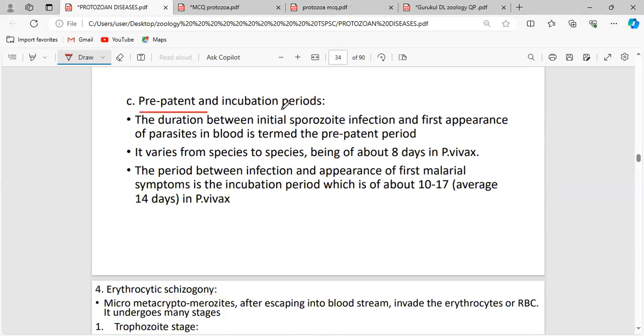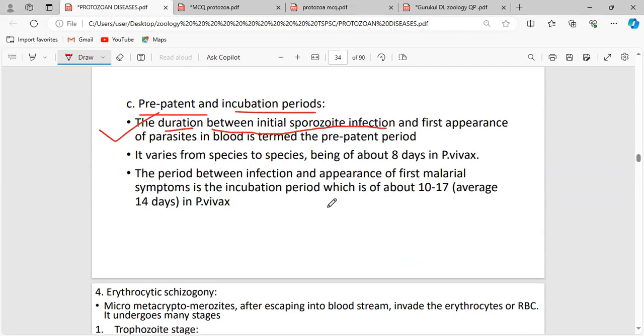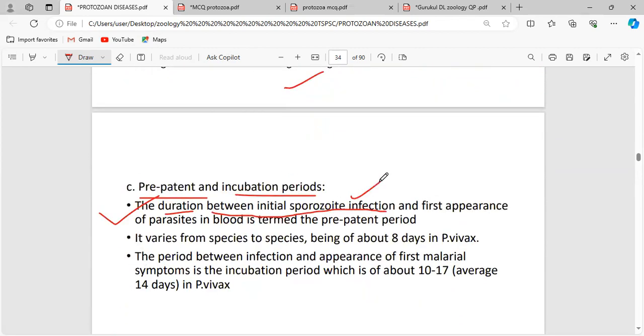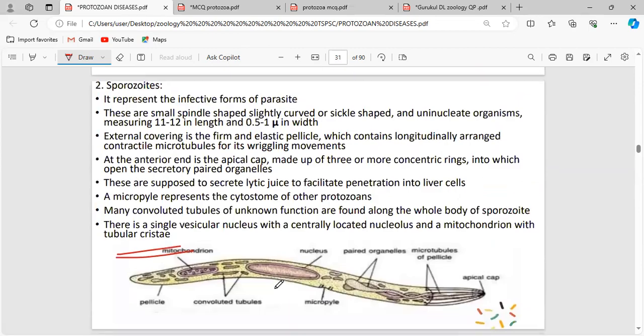Now, pre-patent and incubation periods. What do pre-patent and incubation period mean? This is called the pre-patent period: the duration between the initial sporocyte infection, when the infected mosquito injects the parasite, the sporocyte, into the normal healthy person, and the first appearance of the parasite in the blood. It is termed the pre-patent period, which means what?